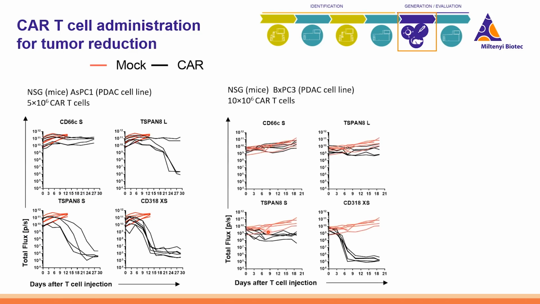To further evaluate the CAR Ts, NSG mice were xenografted with another PDAC cell line called BXPC3. The response to the CD66, as you can see here, is a slight increase in the size of the tumor mass. Our best candidate, CD318, shows again a fast and complete reduction in the size of the tumor.